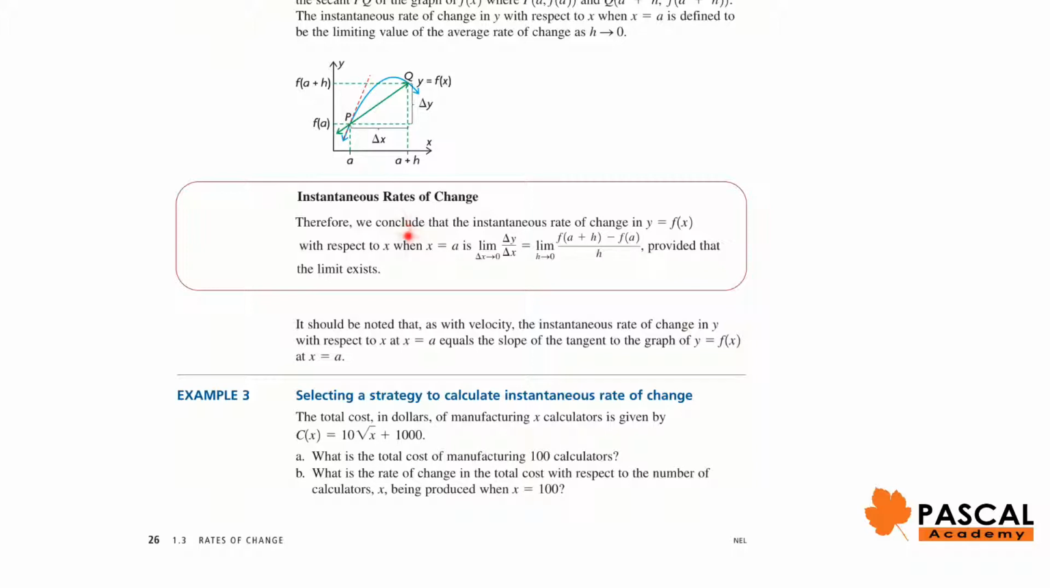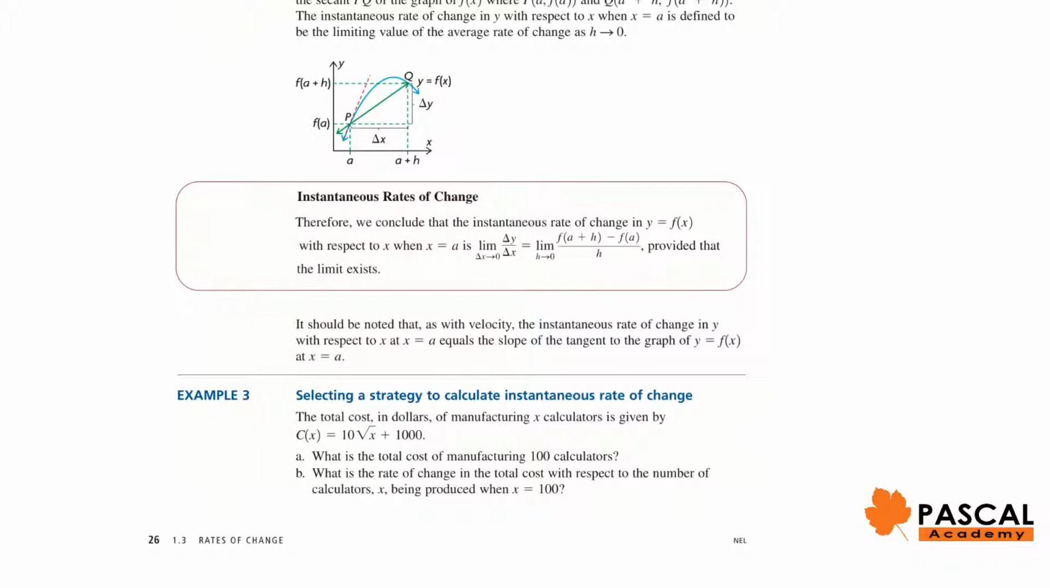Instantaneous rate of change of f of x with respect to x when x is a is the limit of delta y over delta x as delta x approaches 0, which is the limit of f of a plus h minus f of a over h as h approaches 0, provided that this limit exists. If you put everything together, average velocity and slope of the secant line are basically the same. Instantaneous rate of change at a point and the slope of the tangent line at that point have the same meaning.